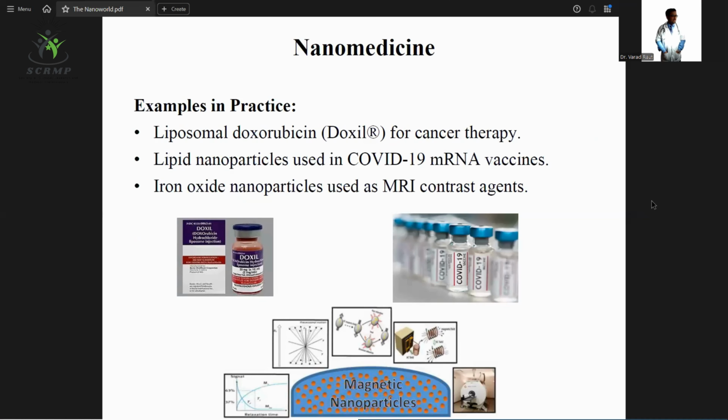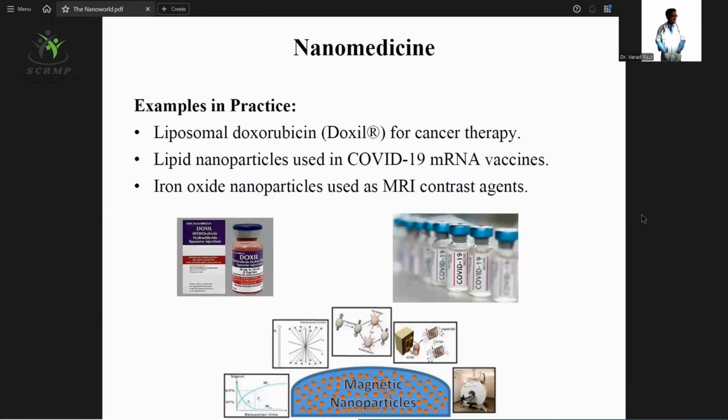Pegylated liposomal doxorubicin. Then another example is Moderna and Pfizer's mRNA COVID-19 vaccine. And the iron oxide nanoparticles, mainly iron oxide. Iron has a high superparamagnetic power, so it is used as an MRI contrast agent. MRI, that is magnetic resonance imaging, and that's why iron oxide is useful for MRI.